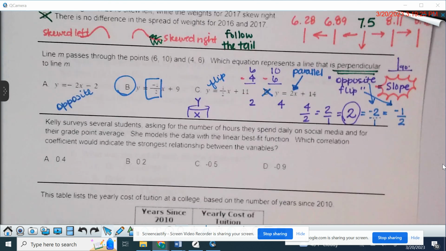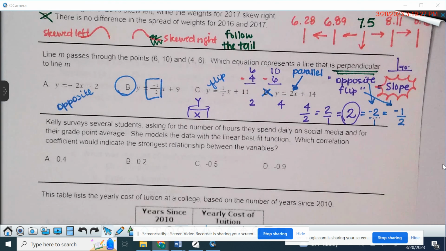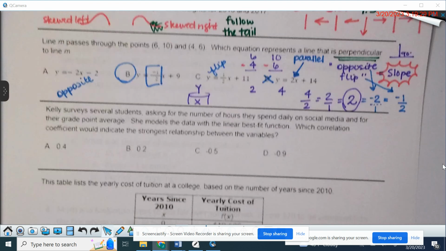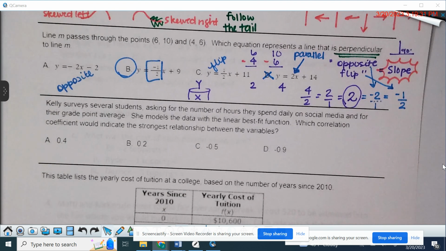All right, curve it. Oh, wow. Put 2 words together. Kelly surveys several students asking for the number of hours they spend daily on social media and for their grade point average. She models the data with a linear best fit function.